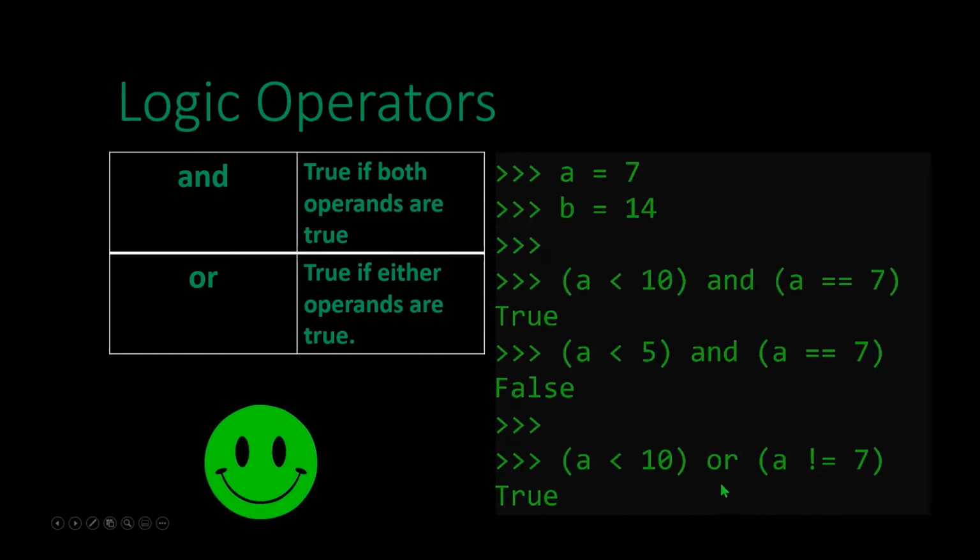So when you have multiple conditions that you want set on either side, you can use and or or. Let's look at the or. A is less than 10 or a is not equal to 7. Well, this one is false, but this one is true. But remember, the or operator returns true if either side of the operands is true. So this left side is actually true. This right side is false.